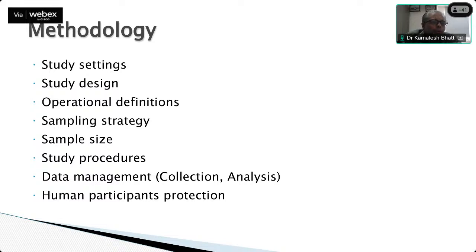Now the most important part is the methodology. In the methodology, you write about the study settings, meaning the study site where you are going to do the study or where you have done the study. Study design. What was your study design? Some operational definitions. These are many a times lacking. Okay, in different research papers, it is better to write the operational definitions. What is the sampling strategy, sample size, study procedure, how you are going to collect the data and analyze the data, and what about the human participant protection. All this will come under the methodology.